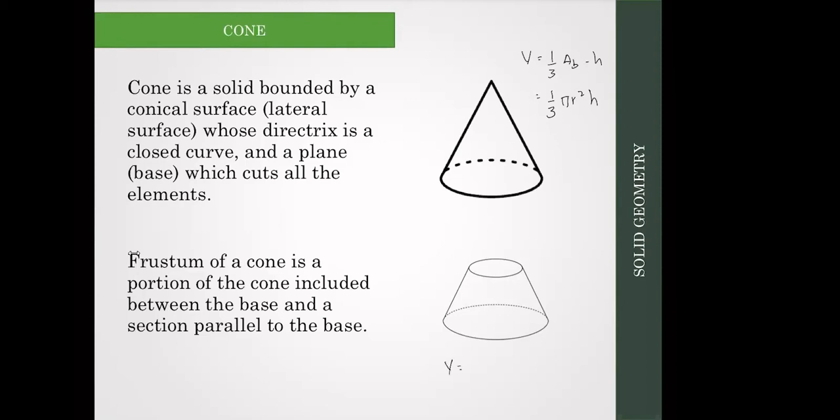Then kung frustum, meron din tayong formula sa kanya na gagamitin, na ang general formula niya is given by h over 3 times area ng base 1 plus area ng base 2 plus square root ng area ng base 1 times area ng base 2. So ito si AB1, ito si AB2. Okay? So kunin nyo lang yung areas ng mga bases natin, then follow natin yung formula. We can get the volume of the frustum.